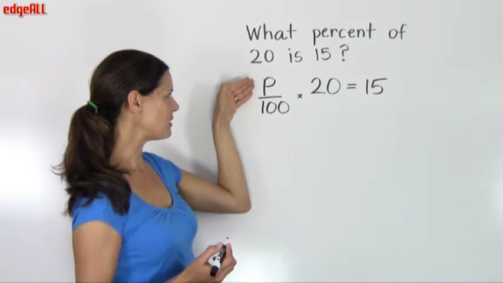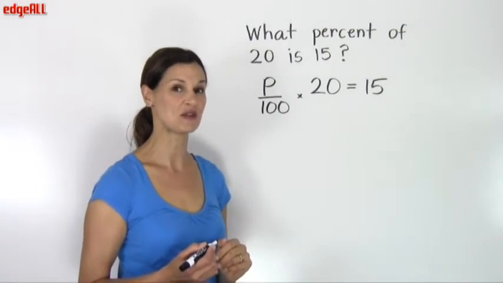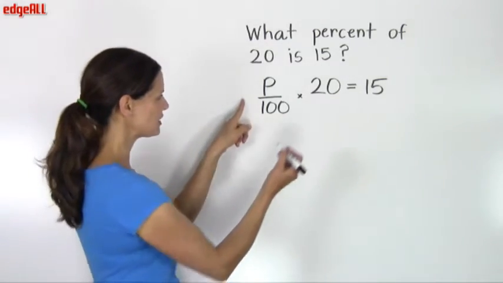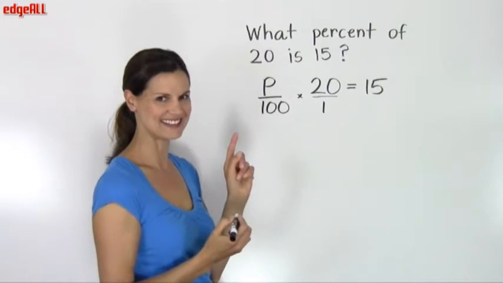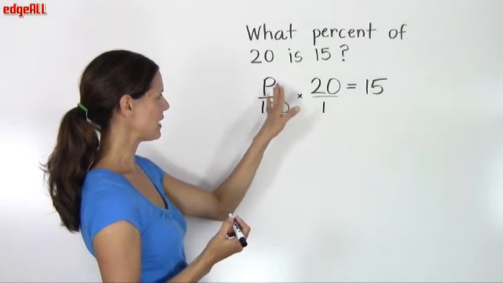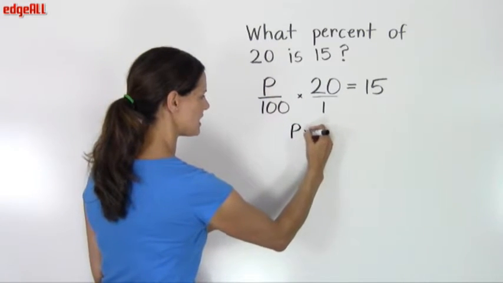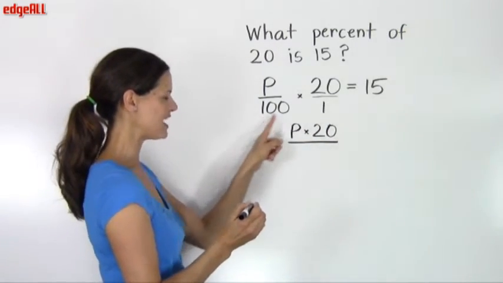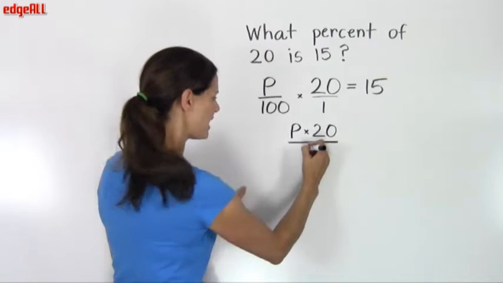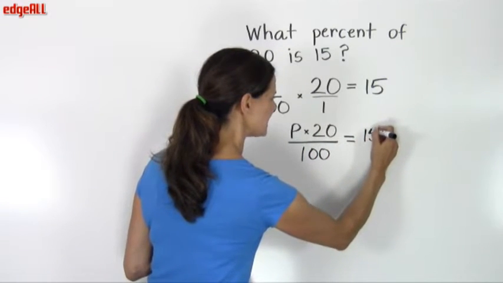So our next job, in order to find what P is, is to solve this equation for P. So what I'm going to do here is think of my 20 as 20 over 1. And then I'm going to put my P times 20 up here in the numerator. So I have P times 20. And in the denominator, I simply have 100 times 1, or 100. And I set that equal to 15.